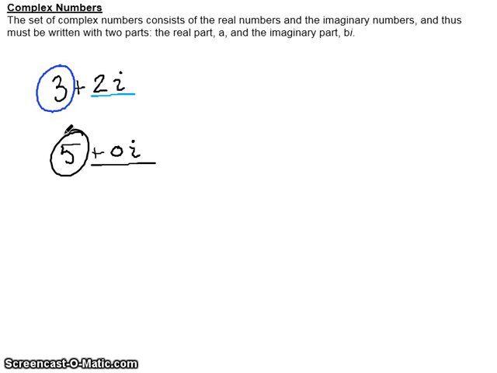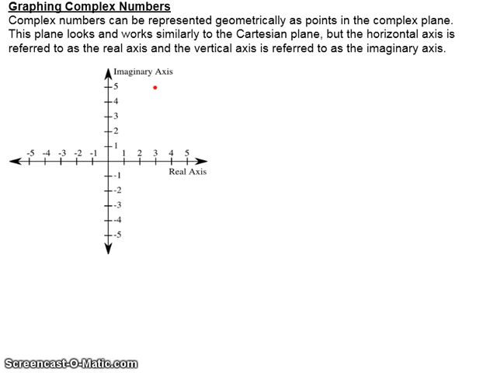So one thing that we're going to be able to do with our complex numbers is graph them. We're going to graph them on what's called the complex plane. The complex plane is going to work and look similar to our Cartesian plane, our xy axis that we're used to, except that our horizontal axis, what we usually think of as the x-axis, is going to be the real axis, and the vertical axis, what we usually think of as the y-axis, is the imaginary axis.